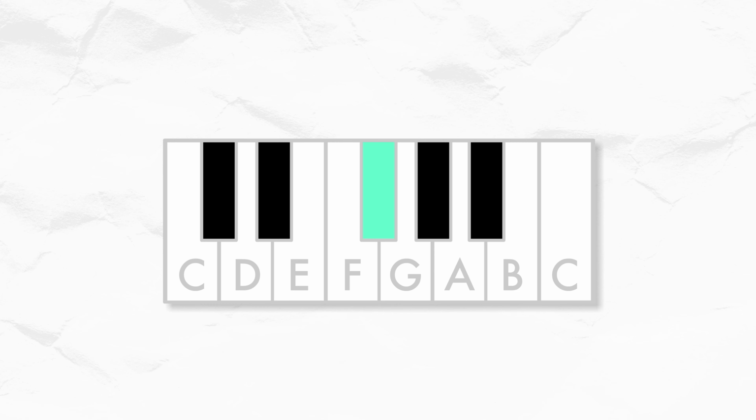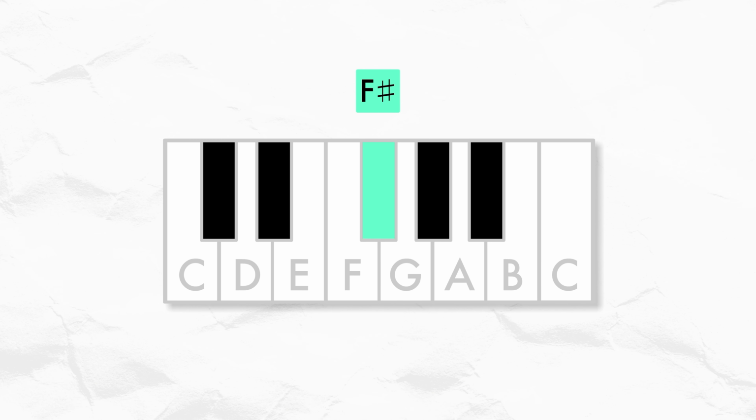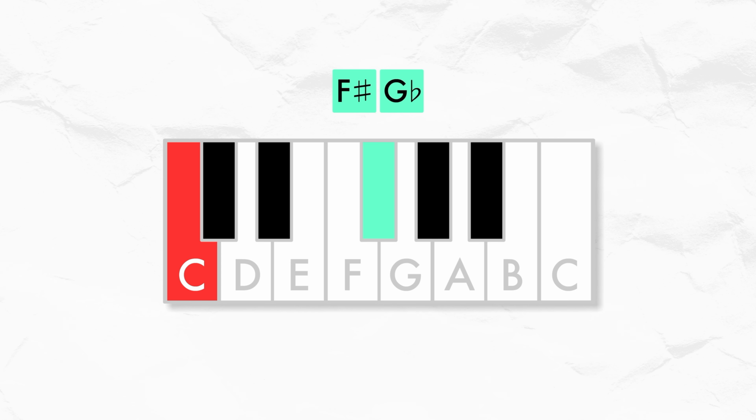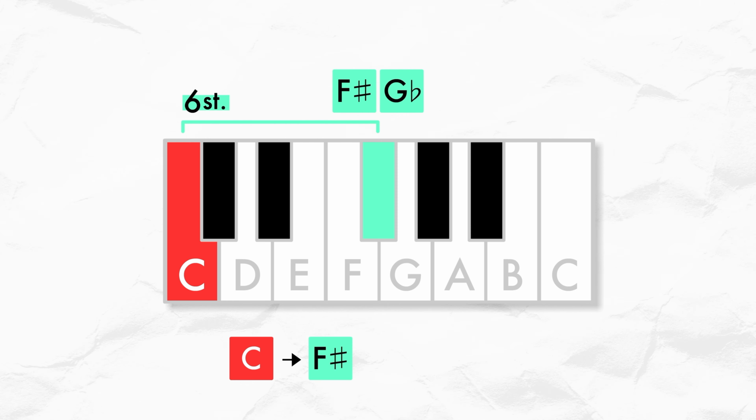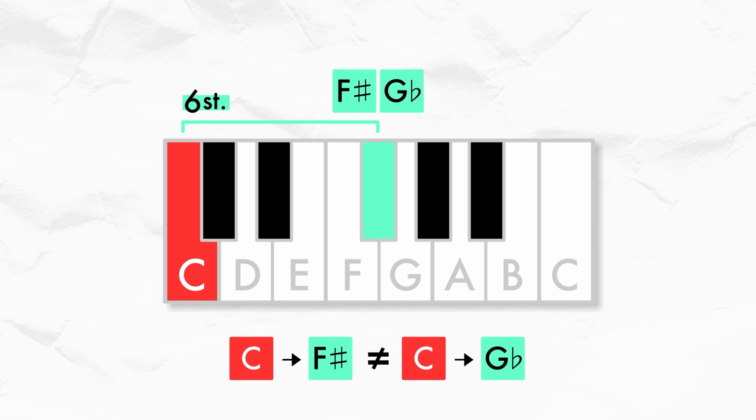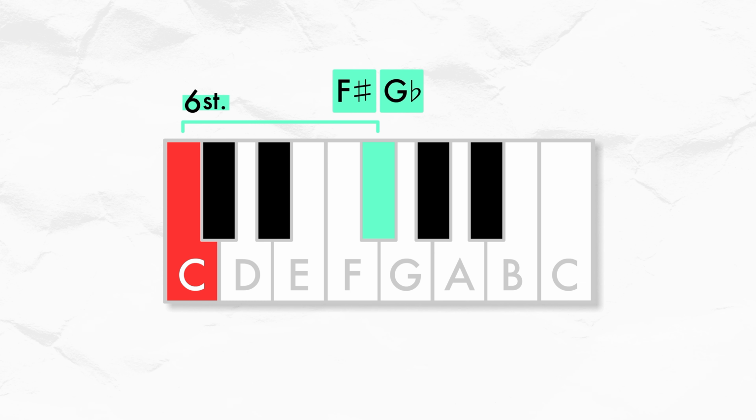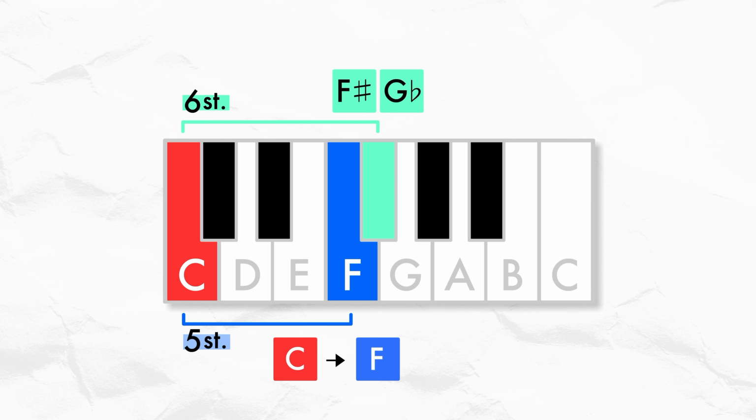This note over here, depending on the musical context, can be called both F sharp and G flat. The distance between C and F sharp or G flat is 6 semitones, but the name of the interval between C and F sharp is actually different from the interval between C and G flat. Let me explain. As we saw earlier, C to F is 5 semitones, or in other words, a perfect fourth.